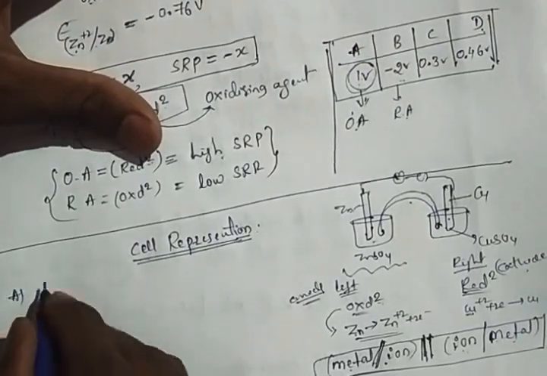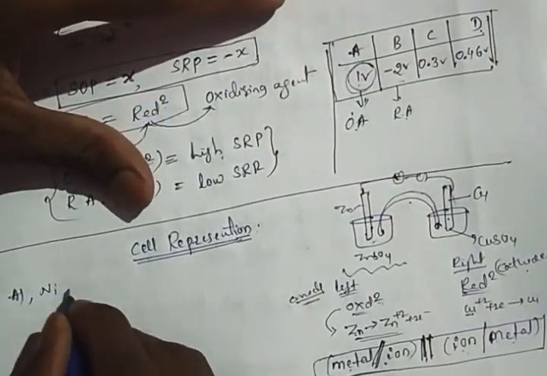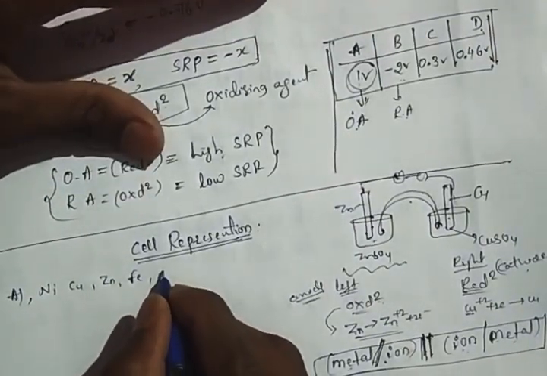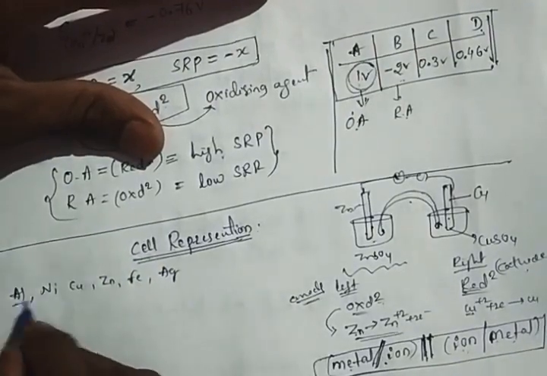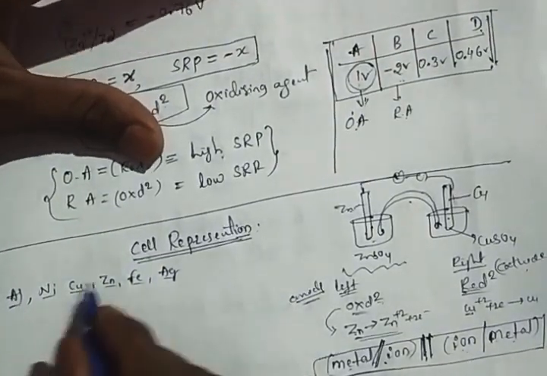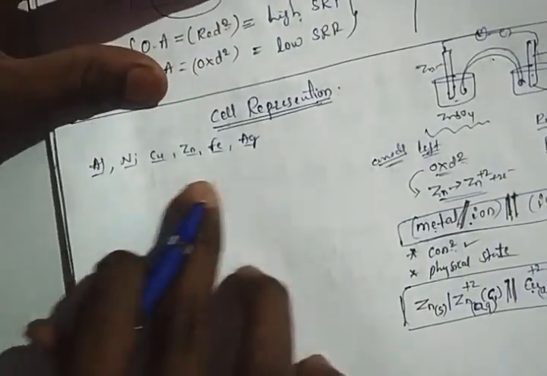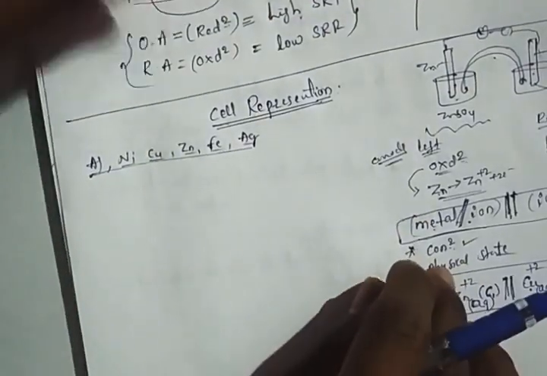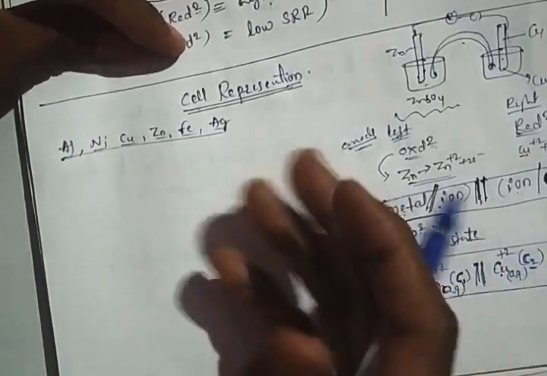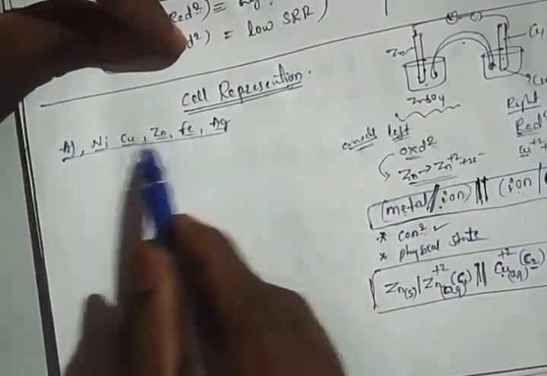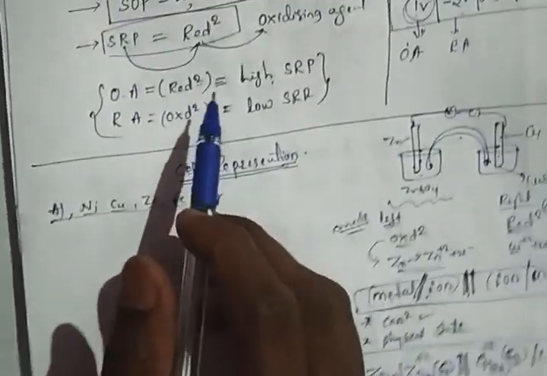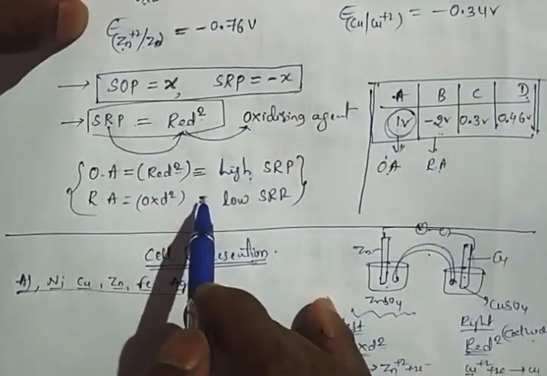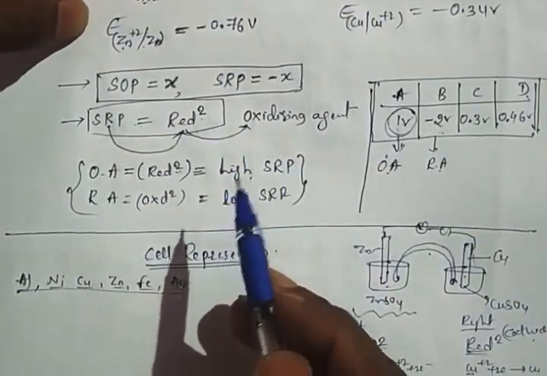Aluminium, nickel, copper, zinc, iron, silver: any electrode you can choose. Based upon its potential values, you can write the cell representation, right? Because we don't know which one is the anode and which one is the cathode among these two. So by using this concept, the oxidation potential, based upon the SRP values, we can predict which one undergoes oxidation and which one undergoes reduction.